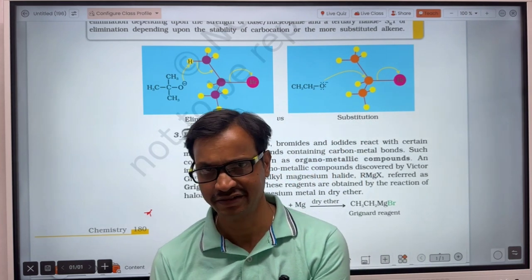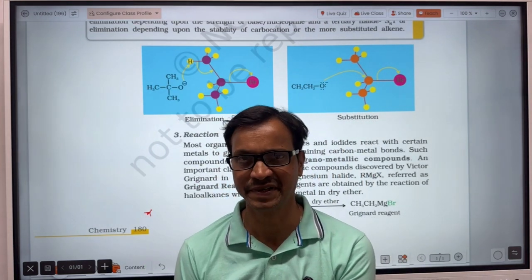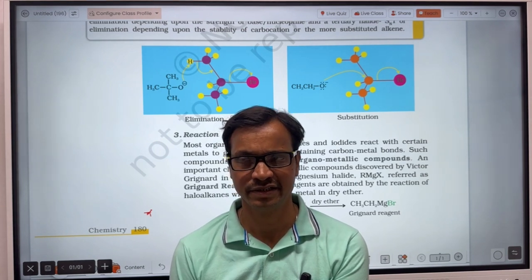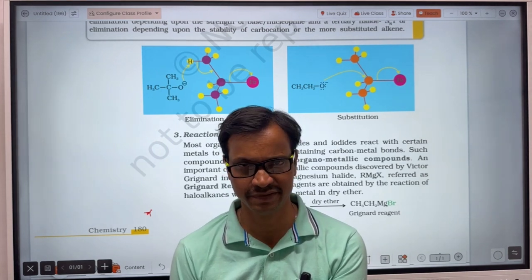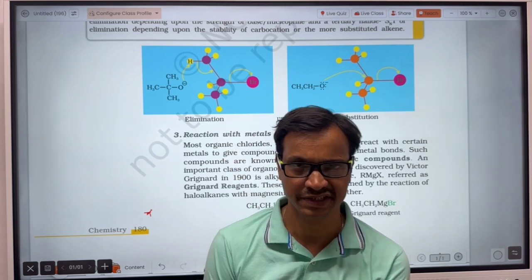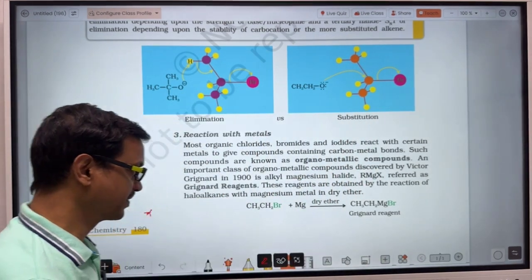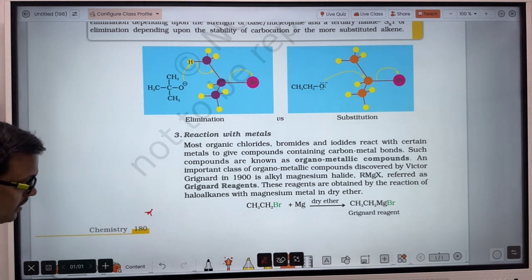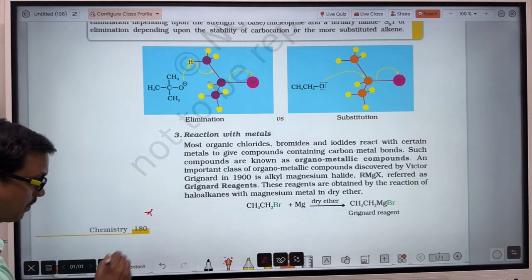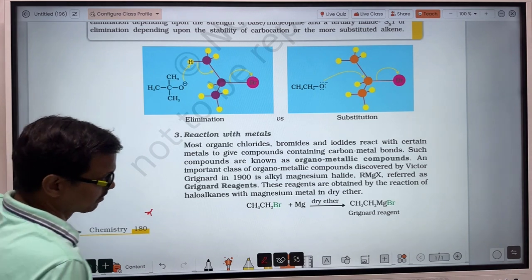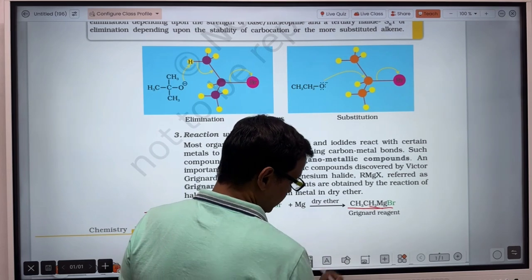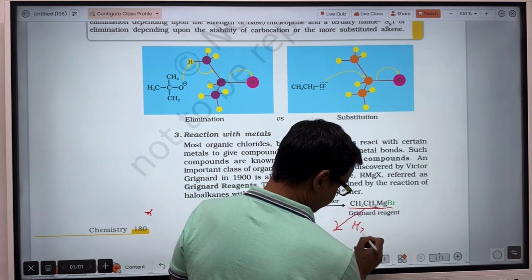There is a probability of asking this question: during the preparation of Grignard reagent, why should there not be traces of water? In the case of JEE Main and the NEET examination, there is a high probability of asking questions about why, during the preparation of Grignard reagent, there should not be traces of water. So what happens here? Firstly, Grignard reagent will form, and that will again react with water.